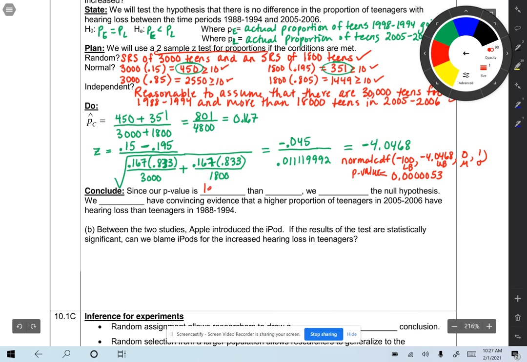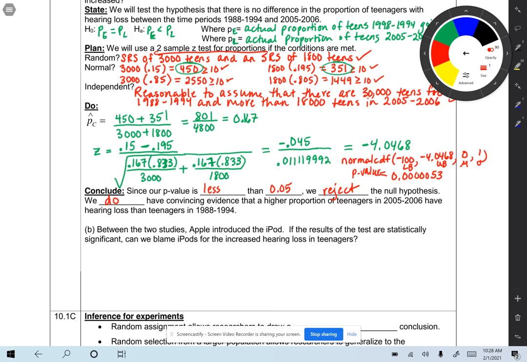So our p-value is less than our alpha. So we reject the null hypothesis. We do have convincing evidence that a higher proportion of teenagers in 2005 and 2006 have hearing loss than teenagers in 1988 to 1994.